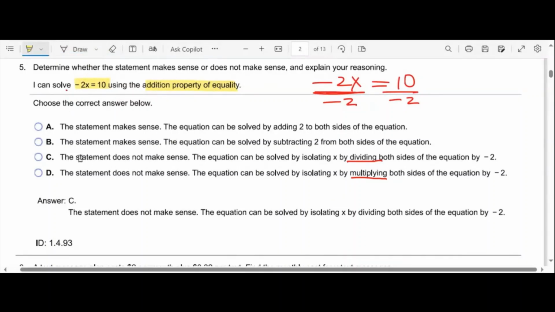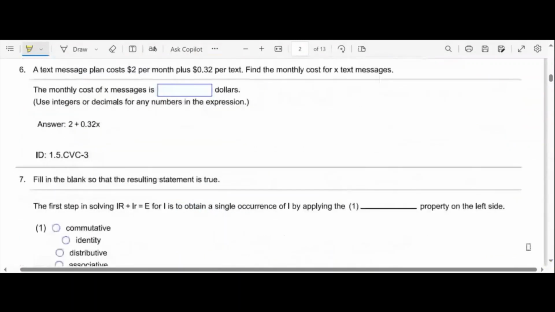So here we cannot do addition because it doesn't make sense. So the statement does not make sense. Why? Because we need to solve by isolating x. Divide both sides by what? By -2. Is this clear? Yes. Good. Let's go to the next one.